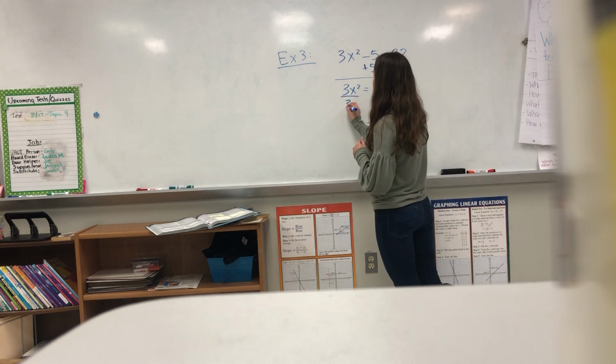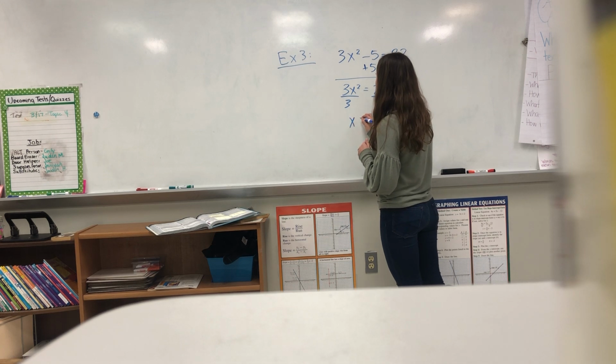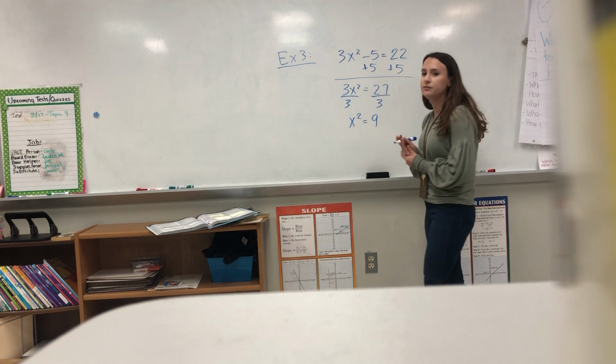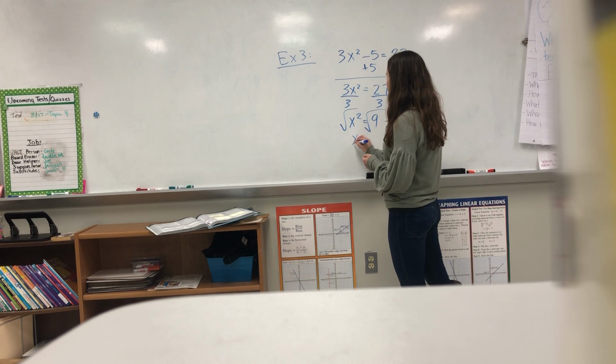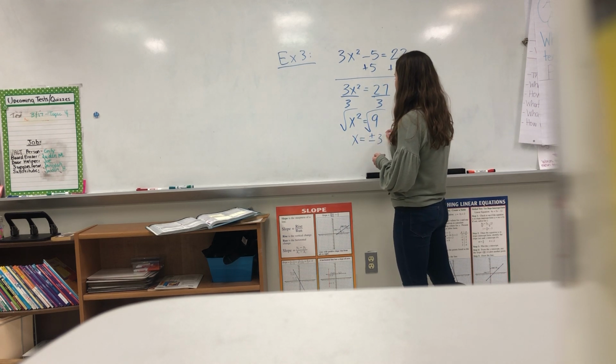Next thing we're going to do is divide by 3. x squared equals 9. And the last step is to take the square root of both sides. x equals plus or minus 3.